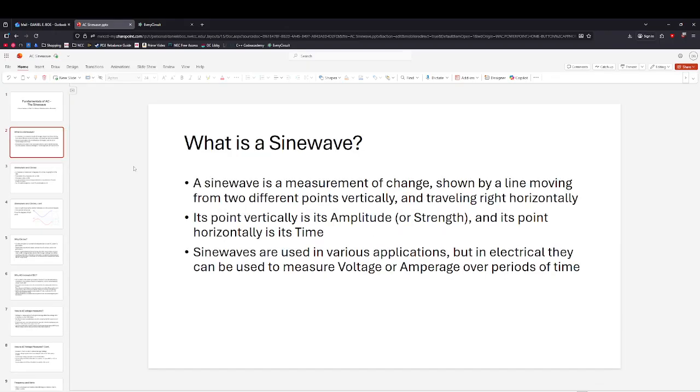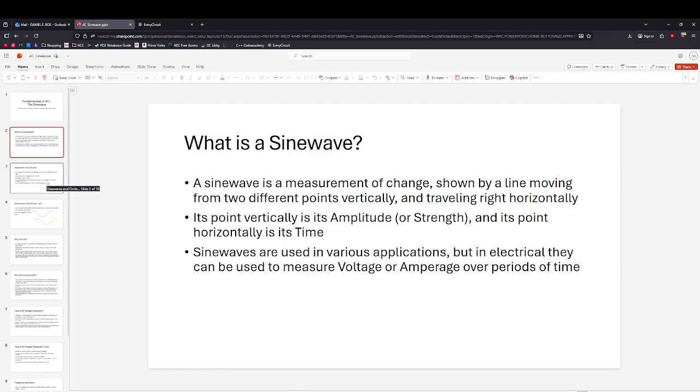A sine wave is a measurement of change shown by a line moving from 2 points vertically and horizontally, usually traveling right. It should be traveling right. The point vertically is its amplitude, or the strength behind it, and its point horizontally is its time. Sine waves are used in various applications, but for our purposes as electricians, they can be used to measure voltage and amperage over periods of time.